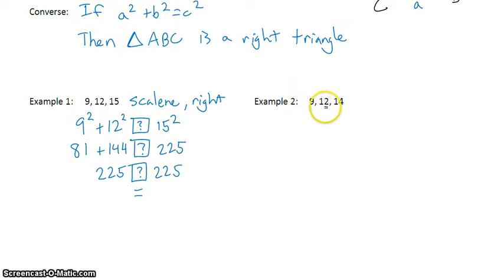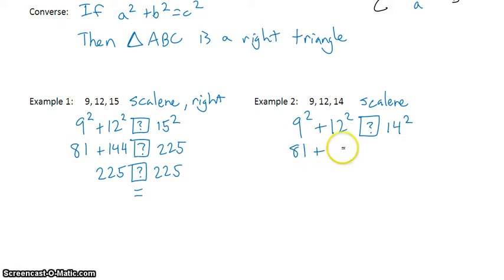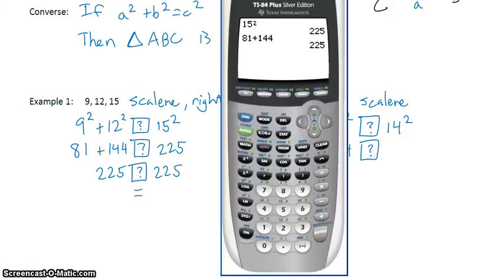9 and 12 is 21, which is bigger than our longest side, 14, so we do have a triangle. All three sides are different, so our triangle is scalene. Now we need to figure out if the triangle is right or not. I'm going to plug 9 in for a, 12 in for b, and 14 in for c, and compare the left side to the right side. 9 squared is 81, 12 squared is 144, and 14 squared is 196.